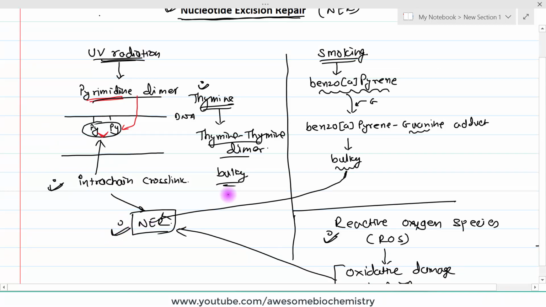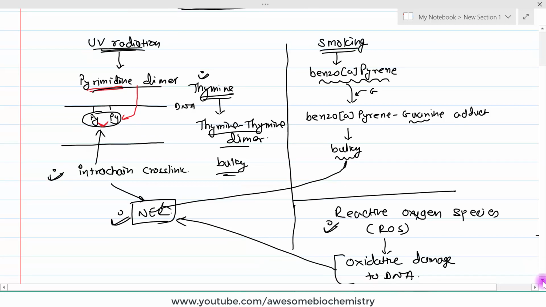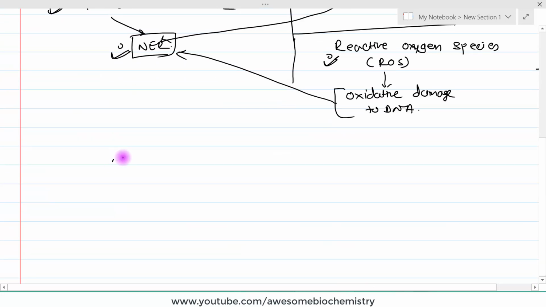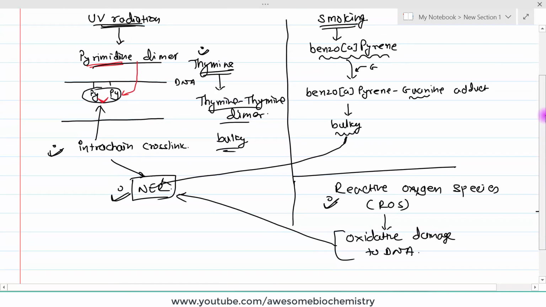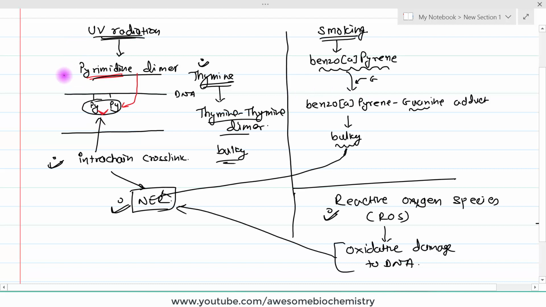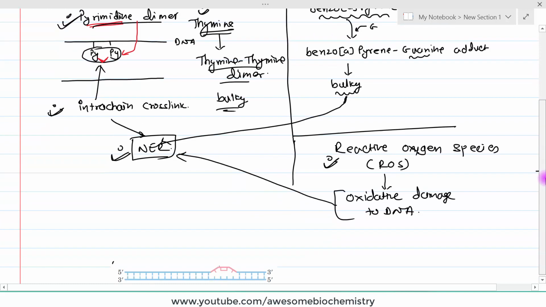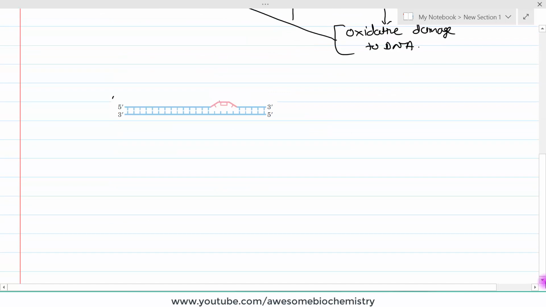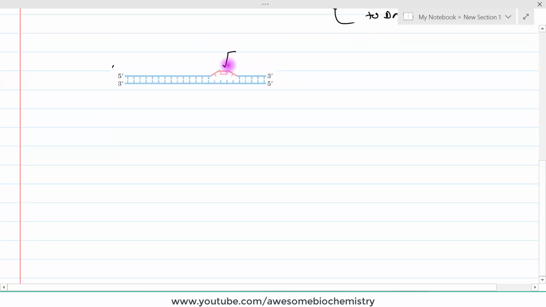Now let us see what this actual nucleotide excision repair is. For example, I am taking this piece of DNA and here I am showing a pyrimidine dimer. It can be anything, but we will take an example of this pyrimidine dimer to understand nucleotide excision repair. So, this is the site of DNA lesion. Here the DNA lesion is shown as the pyrimidine dimer by this box.